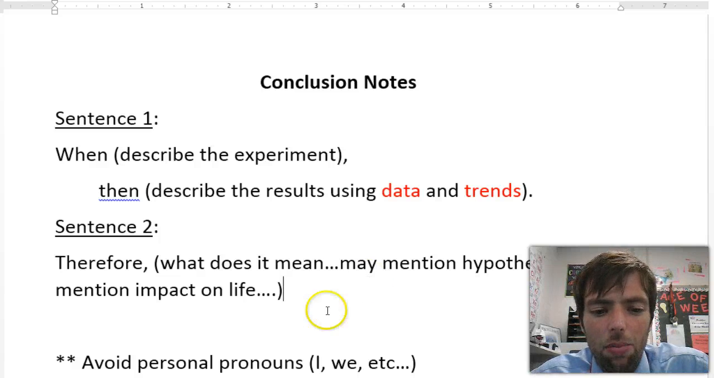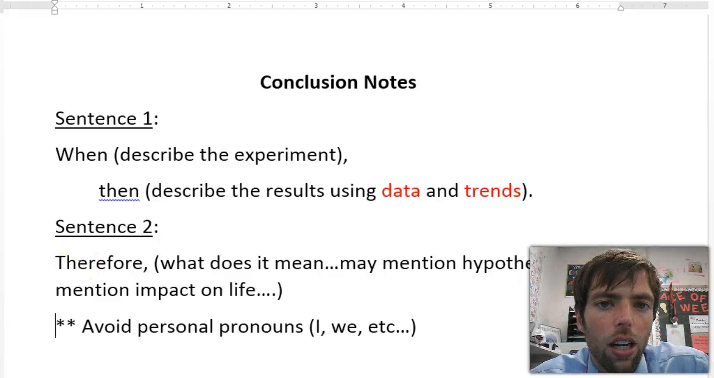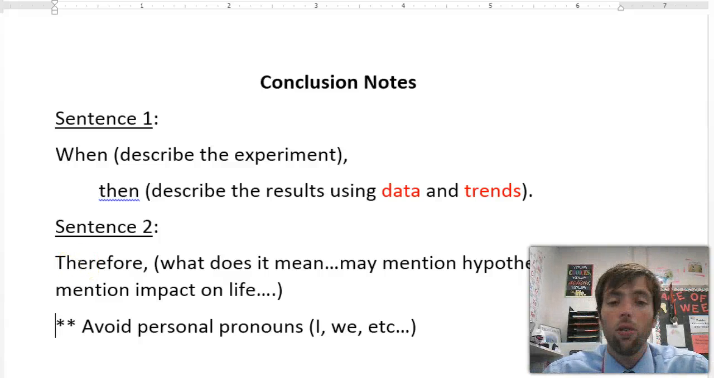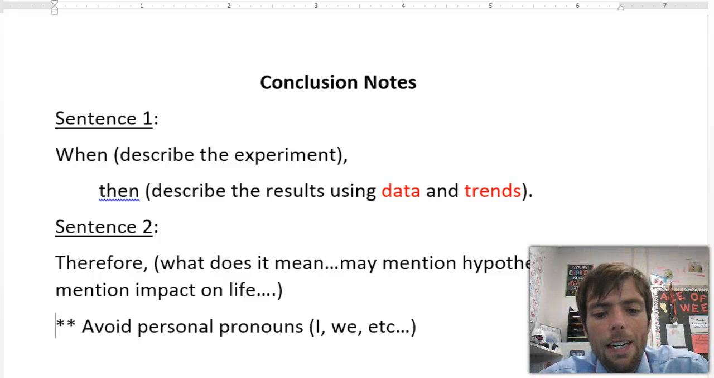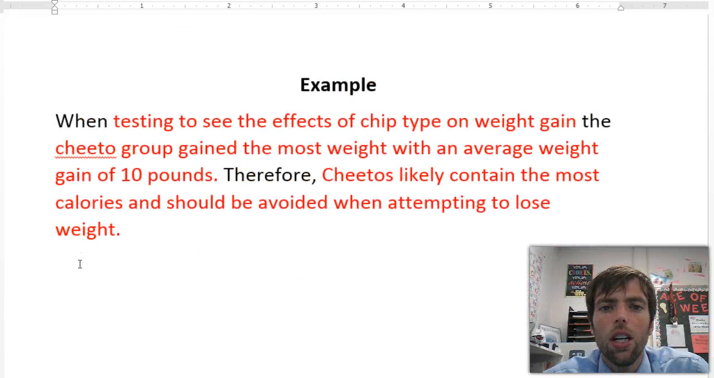So I'll give you some examples on what the second sentence means. But this is sort of like the reason why did we do this experiment. Therefore, don't make bridges out of balsa wood. Therefore, do make bridges out of balsa wood. To go back to that example we've been using for our data table and notes, I'm going to scroll down here and give you an example conclusion following the same data we were using in our notes.